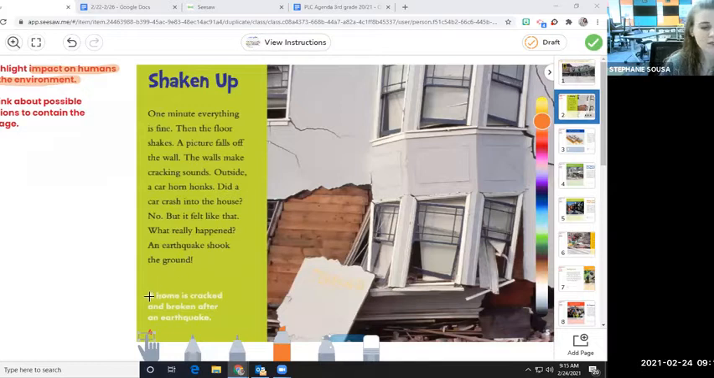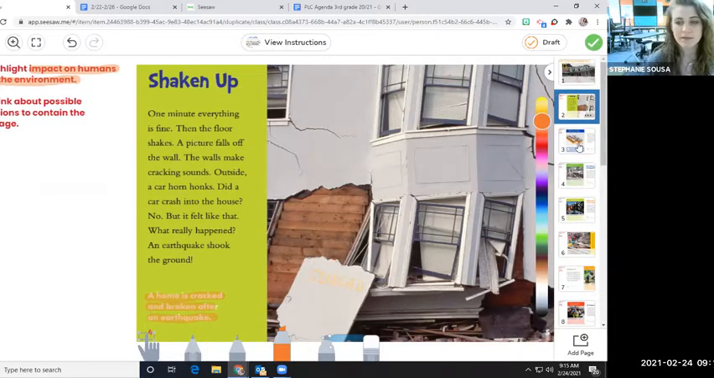You see our caption here, a home is cracked and broken after an earthquake. That is an effect to both humans and to the community around. Let's highlight that. A home is cracked and broken. Homes aren't things that we often think about breaking. We think about maybe possessions breaking like cell phones or toys, but it's strange to think that a house can break as well. And that's some of the damage we can see from earthquakes.